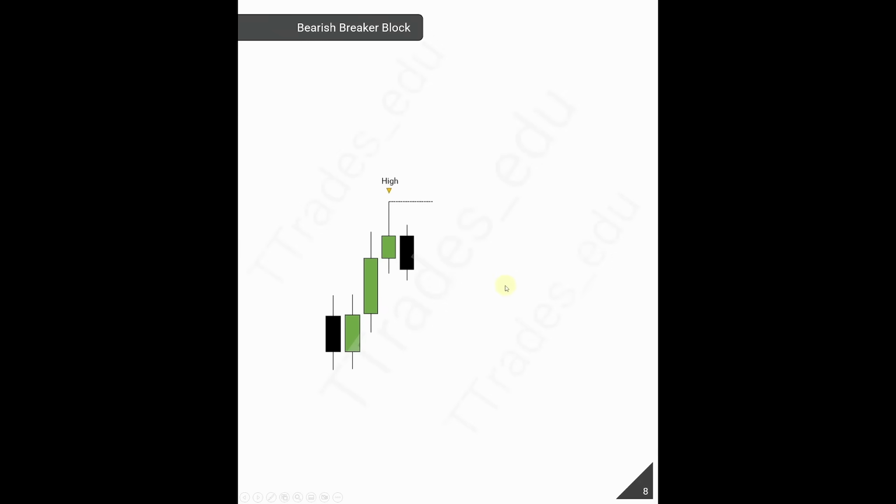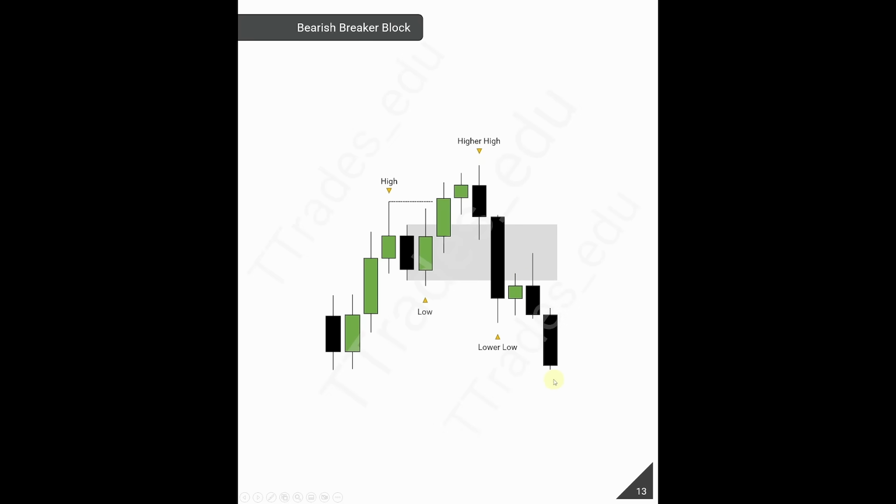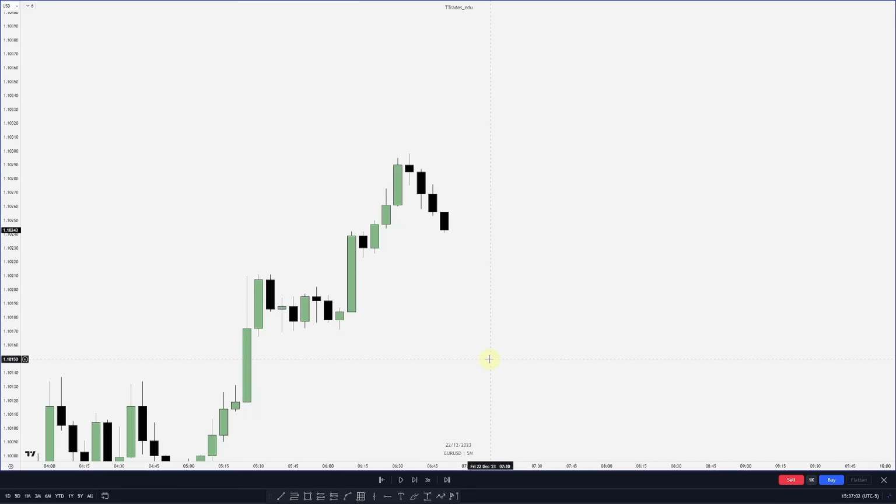Now taking a look back at the PDF, what do I look for in a bearish breaker block? Well, I want to see a high, low, higher high, then lower low. From here, I can look for the series or single down close candle, mark that out, and then look for a reaction there. Let's hop into another example of a bearish breaker block. So here we are on EU 5-minute chart, looking at an example of a bearish breaker.